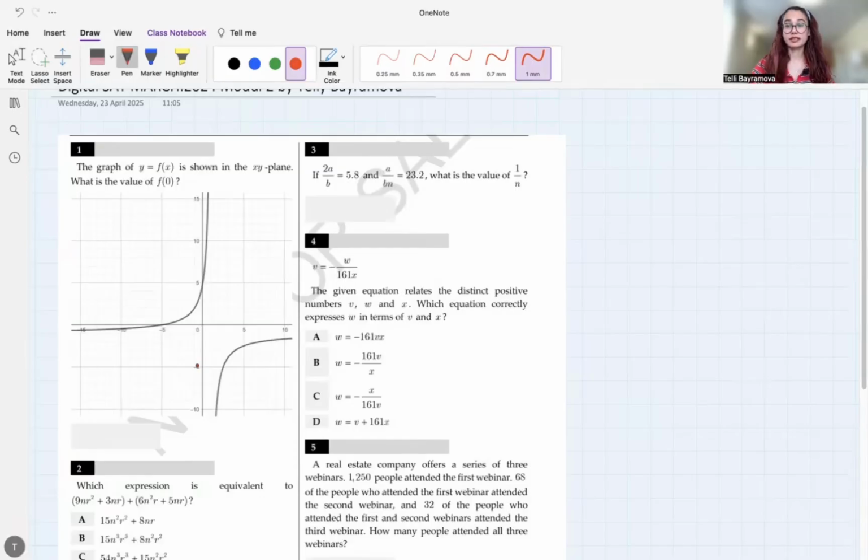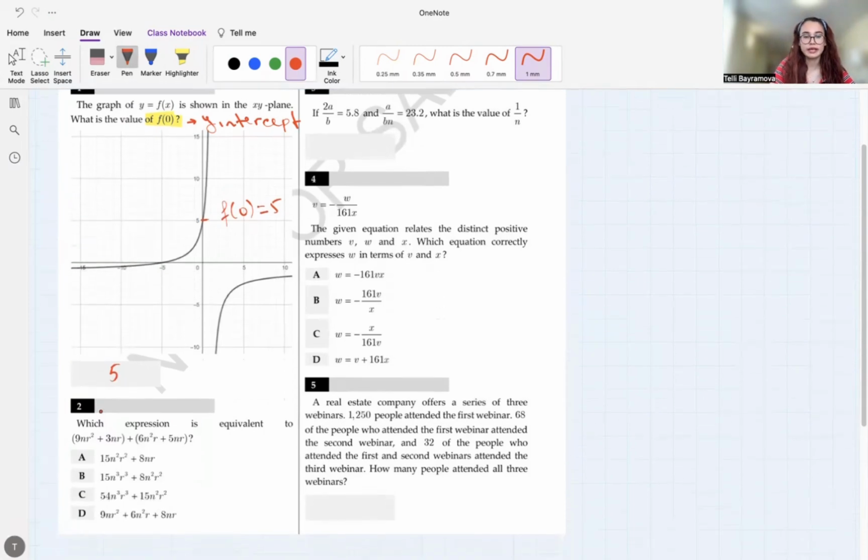Okay, let's go. Before starting the exam and doing the questions, you need a calculator and open Desmos. So let's go. The graph of f. What does f of 0 equals 0 mean? I mean, f of 0 is what? It means the y-intercept. So the y-intercept is f of 0 equals 5. The y-intercept is 5. It intersects the y-axis.